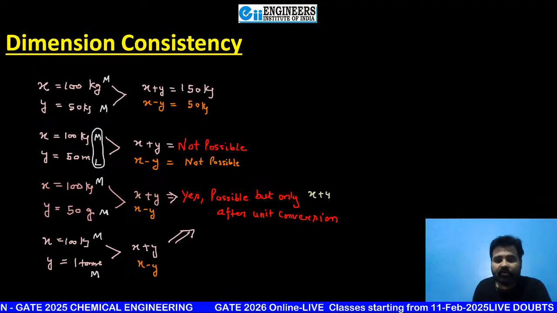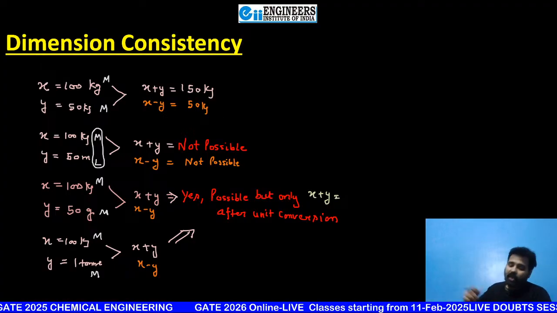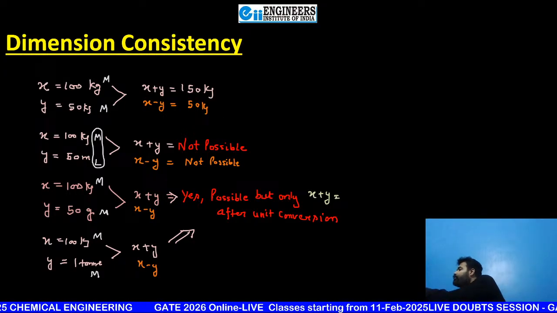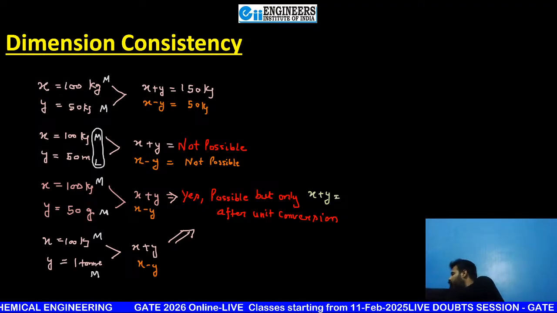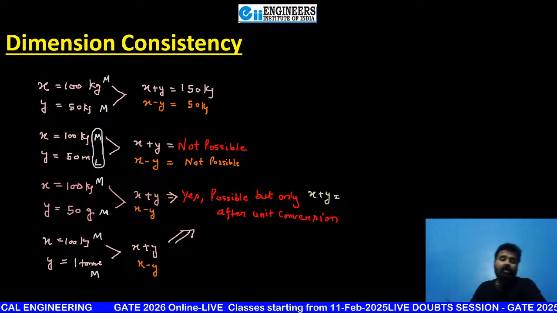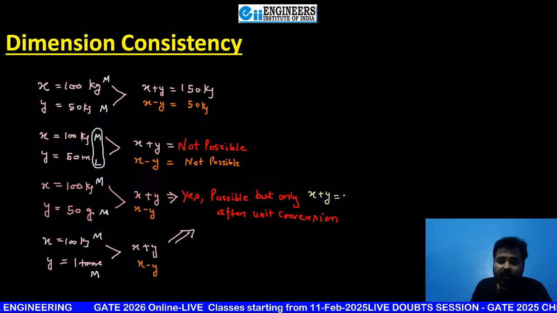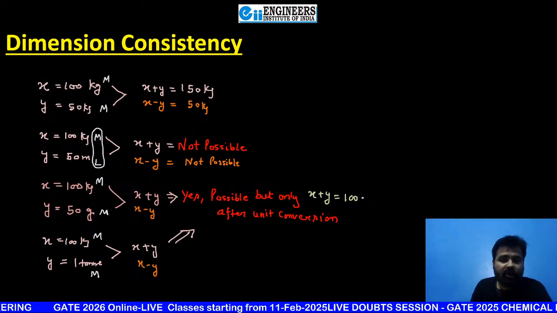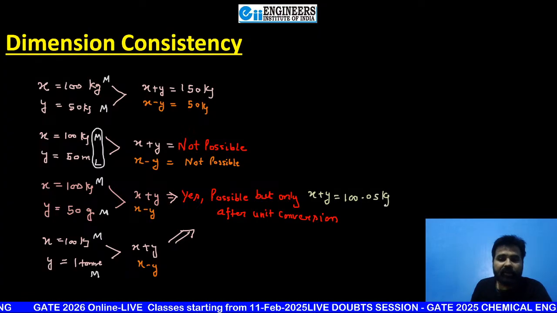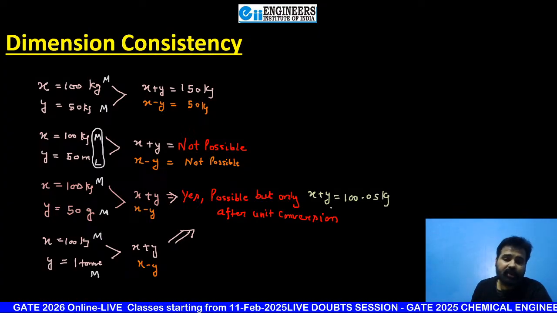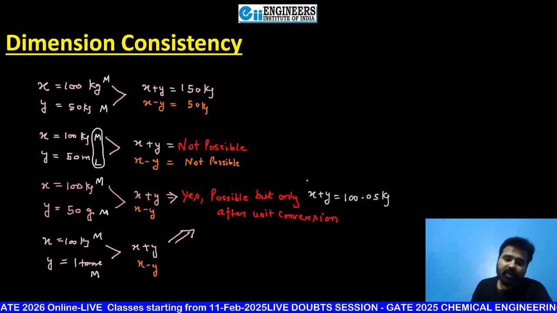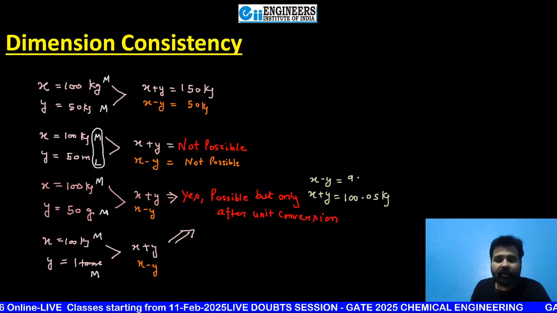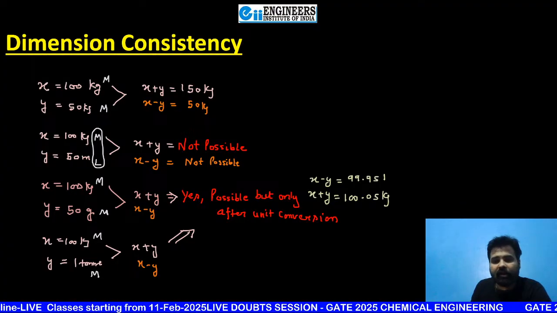Like if in these two cases you want to check the values, then after conversion you can write x plus y. You know now, 1 kilogram is equal to 1000 gram. So here you can write 50 by 1000, that means 0.05 kilogram. So it will be 100.05 kilogram. It is possible only after conversion. If you want to write x minus y, you can write in a similar manner: 100 minus 0.05, that will be 99.95 kg.